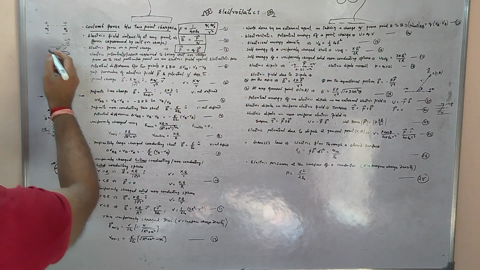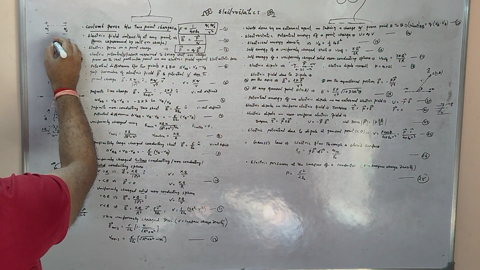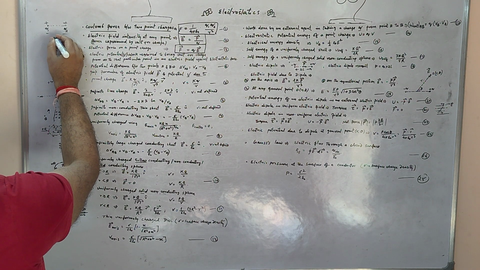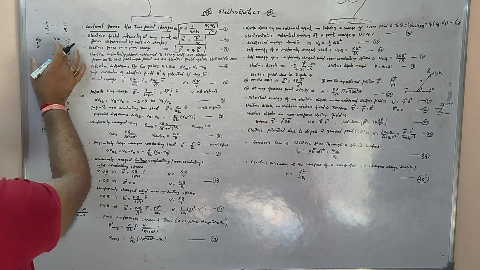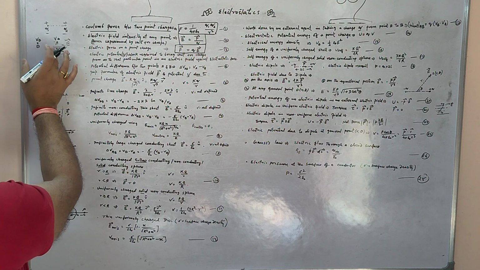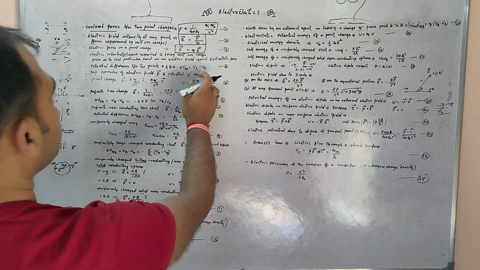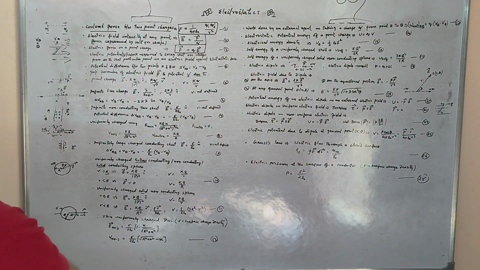Now potential difference. Obviously, if the potential at point A is VA and there is a point B where potential is VB, then the potential difference will be VB minus VA or VA minus VB.